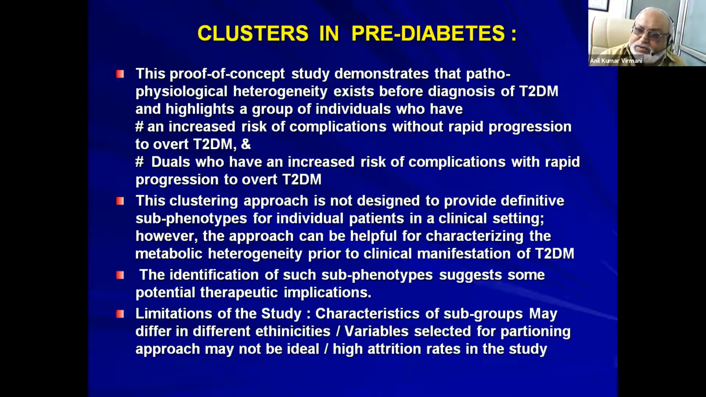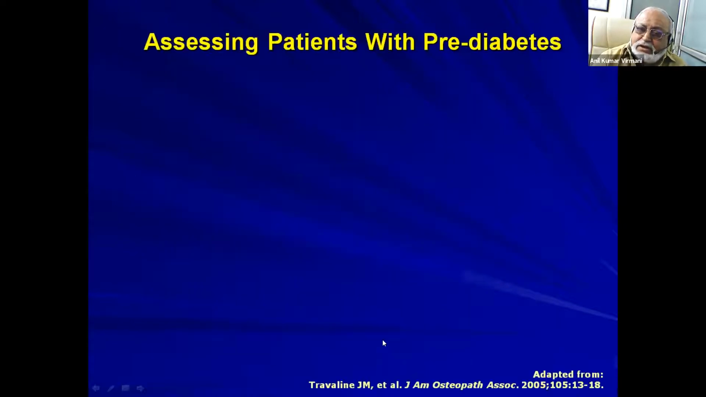We must accept certain limitations of this study. It has been done in Caucasians. We do not have the data for different ethnicities and races, and the variables selected for the partitioning approach may not be ideal or may not be feasible in every center. And unfortunately, there were also high attrition rates in the study. But having said that, this does give us a very, very important clue that all prediabetes does not behave similarly.